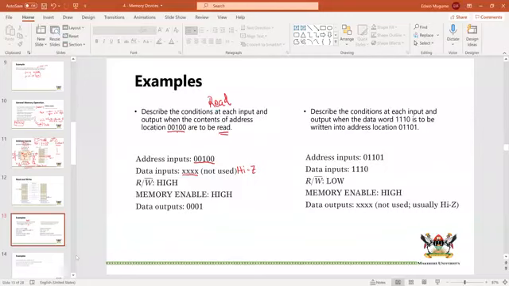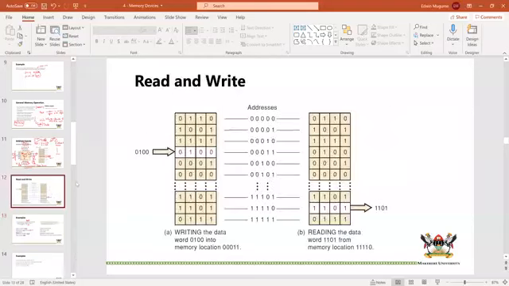Because we are reading, our read write should be high. And then we give memory enable, which is active high, and then we can read our information from that memory. 00100. Let's see, 00100, this information. Yeah, you can see, I don't know, is it 0001? Or maybe this is not the same example. Yeah, 0001 is the information here that will be read.